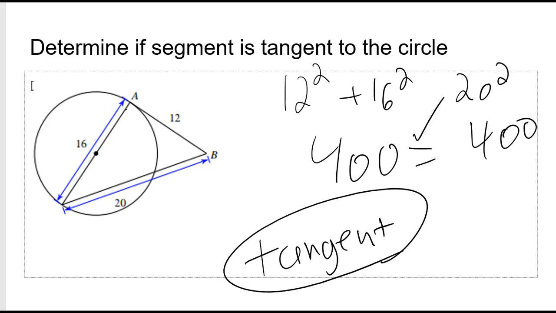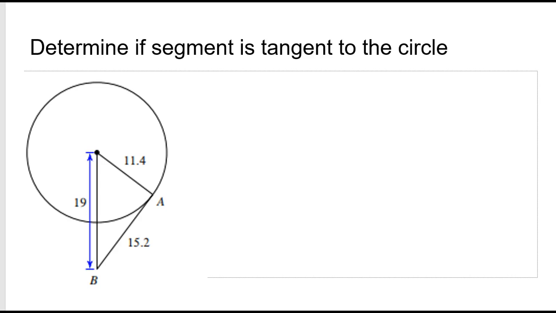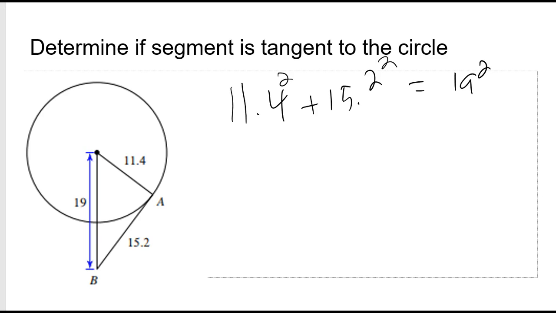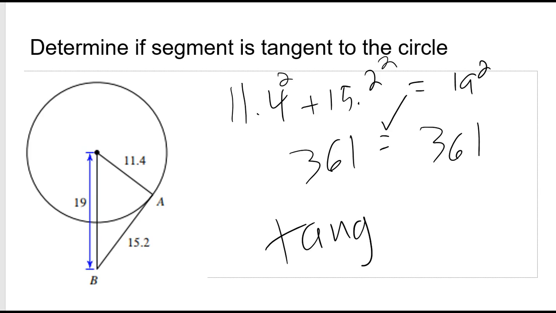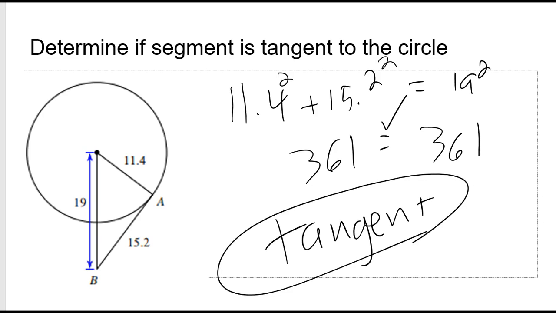There you go. Alright, this is the last one with tangents. This is determining if it's tangent, so 11.4 squared plus 15.2 squared equals 19 squared. Remember the reason we know that is, first off, you should know that the hypotenuse is always the biggest one, so 19 is the biggest one. So 11.4 squared plus 15.2 squared. If I multiply it, I can get 361 equals 19 squared. It is exactly 361. So that means it is tangent. Remember, if it ever says explain, this is your work to explain right there. You don't have to answer anything else.